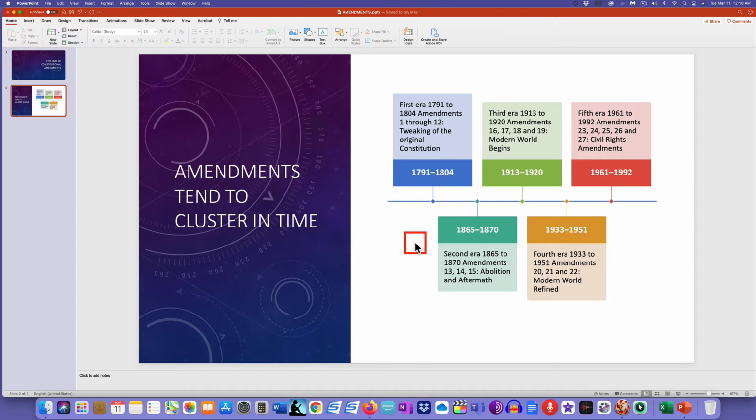14th Amendment is the one that we will very frequently encounter in future videos, and that amendment for the first time defined national citizenship constitutionally. In the past, there was no such constitutional definition. In the past, Congress had defined national citizenship. So the 14th Amendment provided that any person born or naturalized in the United States is a citizen of the United States and of the state wherein he resides.